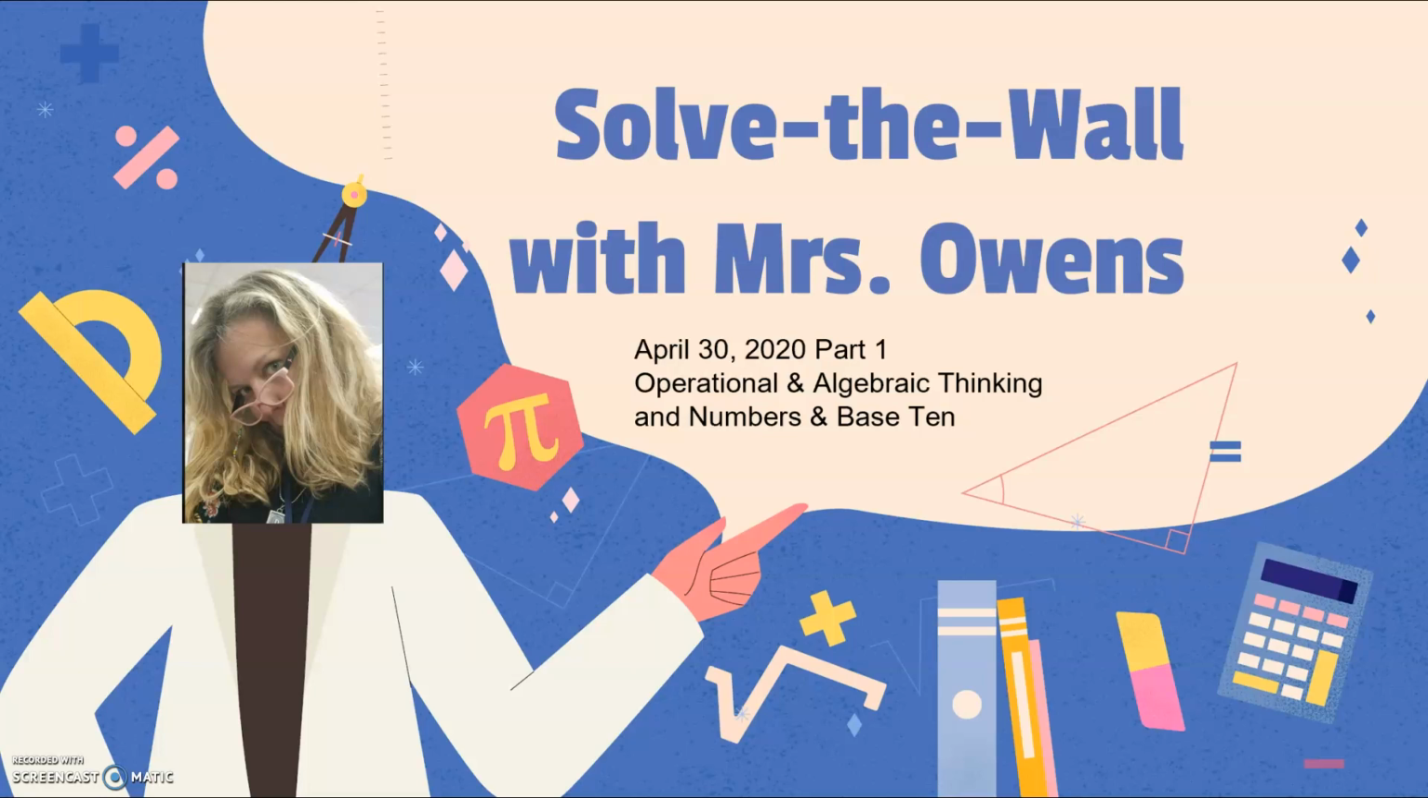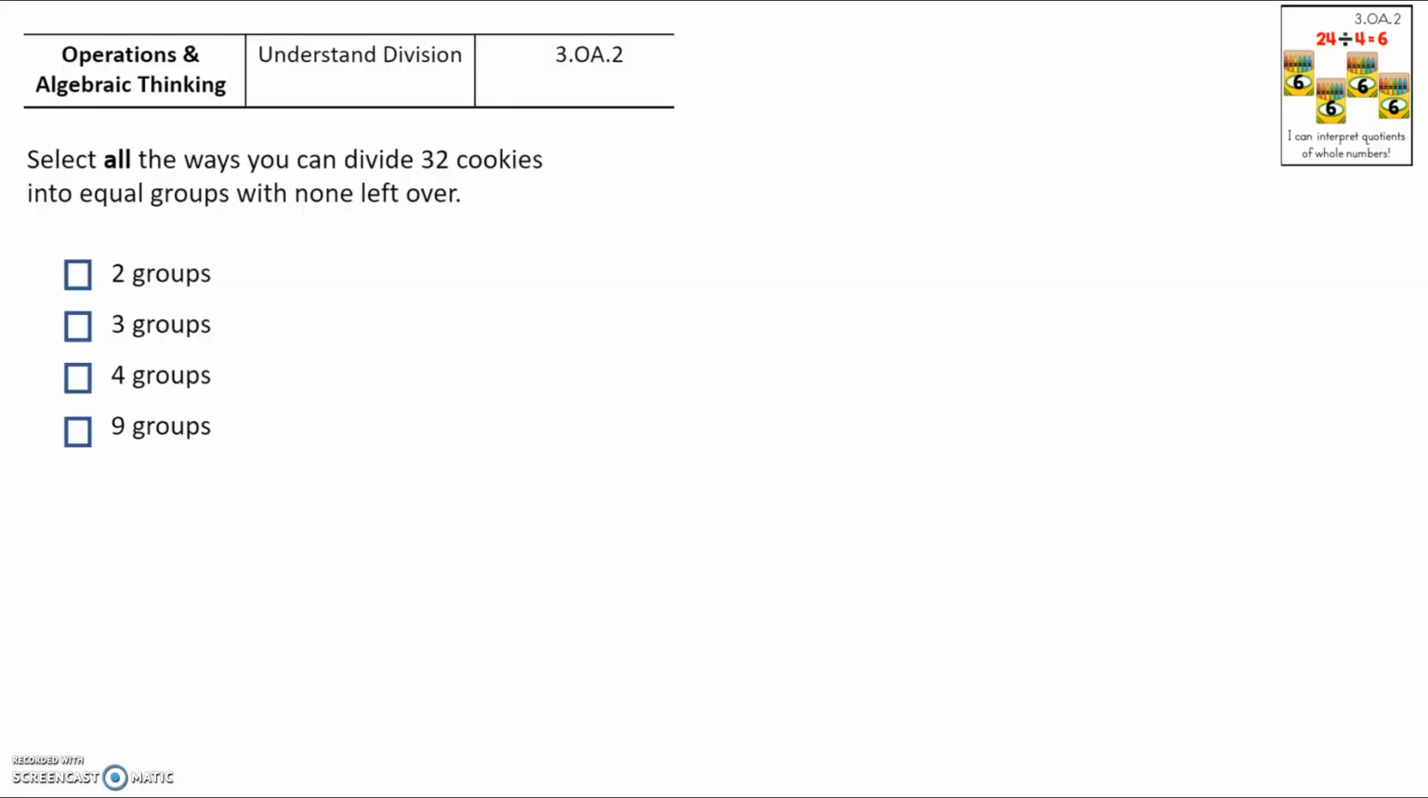We will be working on algebraic thinking using division and adding and subtracting. Today we are going to do interpreting quotients of whole numbers, the standard right here. And we are going to look at our story problem. It says select all the ways you can divide 32 cookies into equal groups with none left over. The none left over, sometimes that's called remainders.